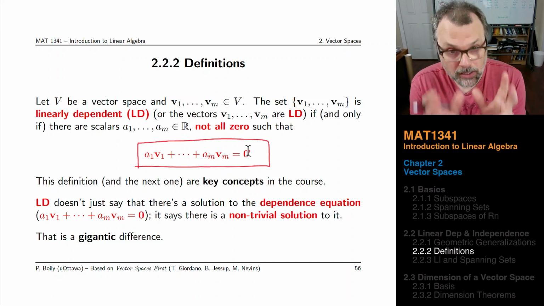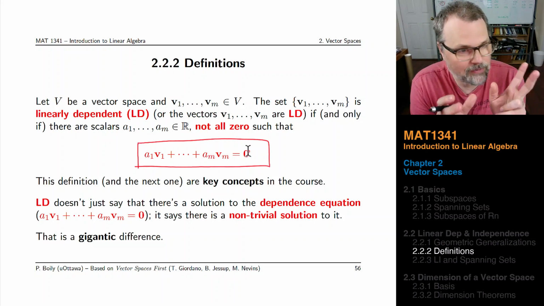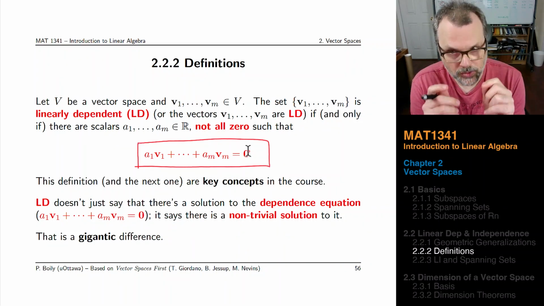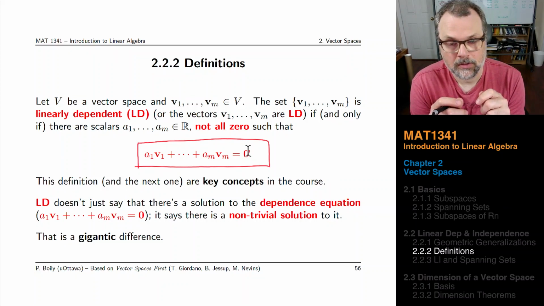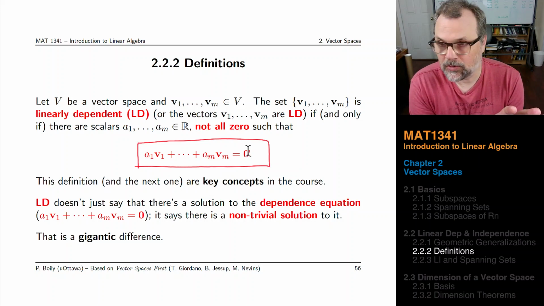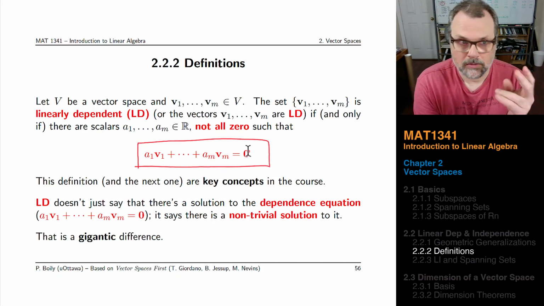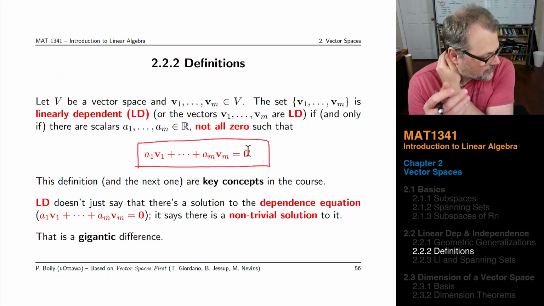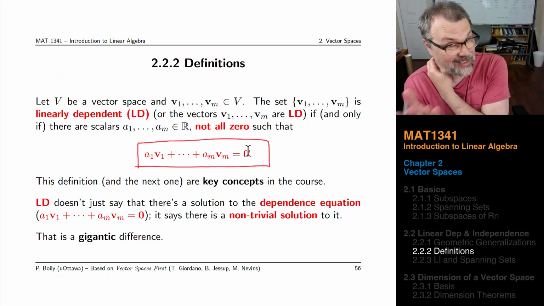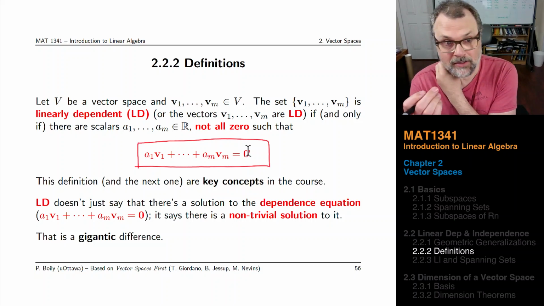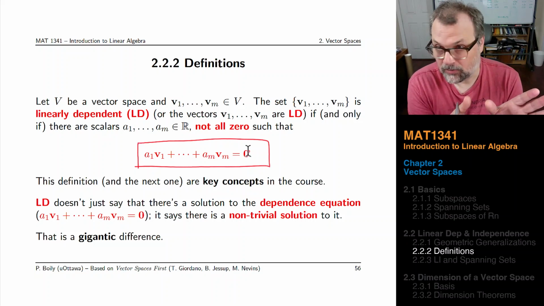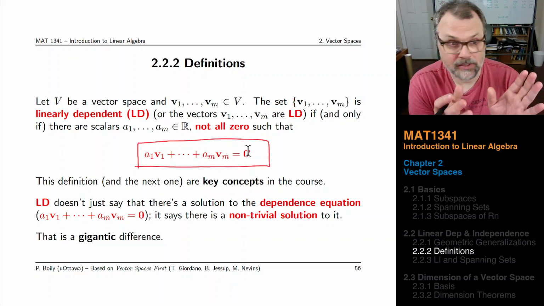That's a key concept. That is definitely something you need to know and understand about this course. We'll do plenty of examples. Two vectors being collinear, three vectors being collinear, that's an example of vectors being LD, linearly dependent. Three vectors being coplanar, another example of LD, linear dependence.